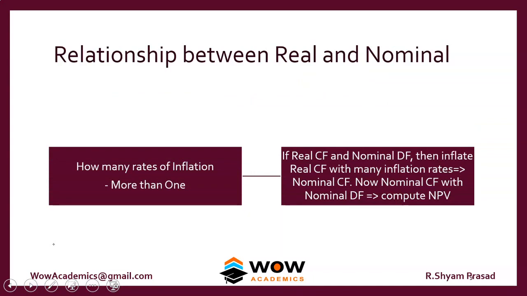See, this works only when there is a single inflation rate. If there are multiple inflation rates, then what should you do? If real cash flow and nominal discount factor are given, then inflate all the real cash flow with the several inflation rates that are given. So you will arrive at the nominal cash flow. As you already have the nominal discount factor, and now you have the nominal cash flow, you can compute the NPV. Once you have several inflation rates, this is the only way in which you can solve the problem, and this is very important from the exam point of view.